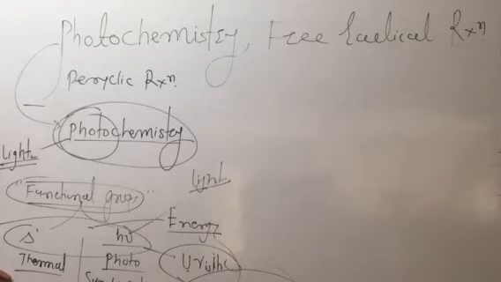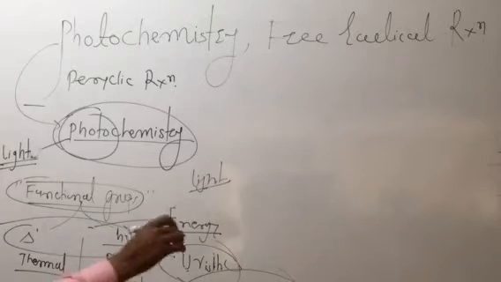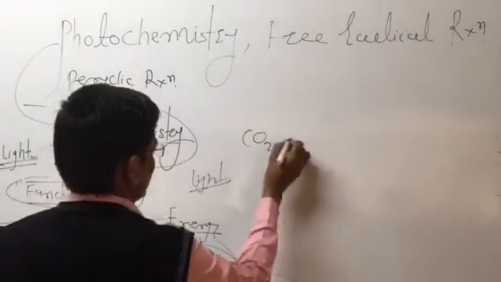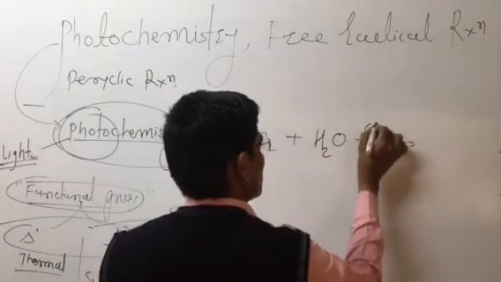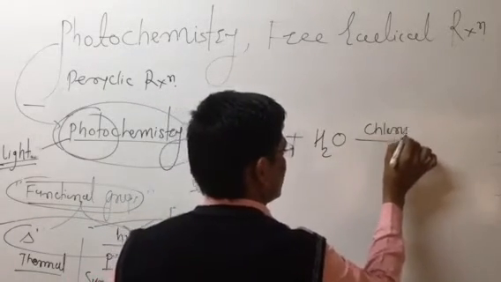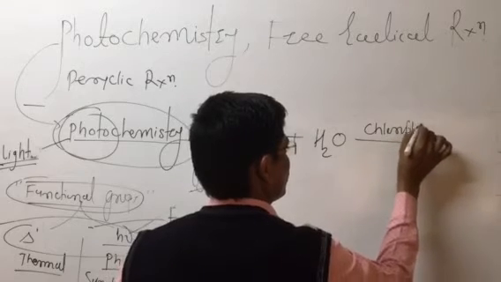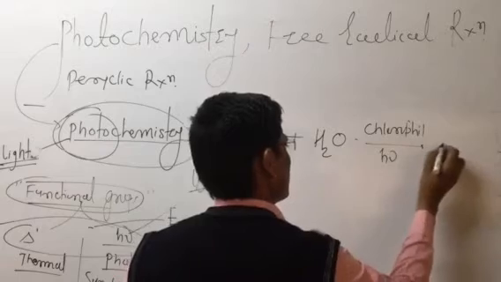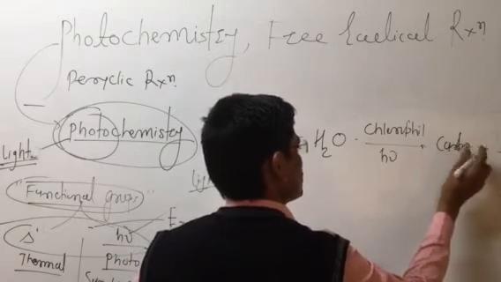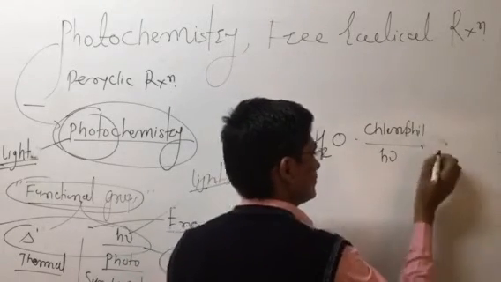Still, photochemical reactions have importance in nature. Carbon dioxide is treated with water molecules in presence of chlorophyll, and in presence of sunlight, carbohydrate is produced.